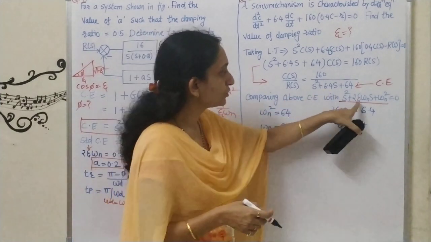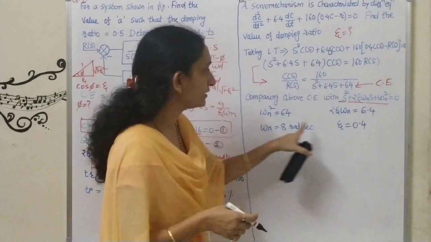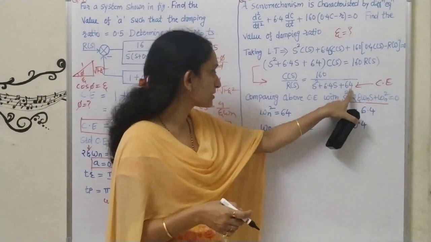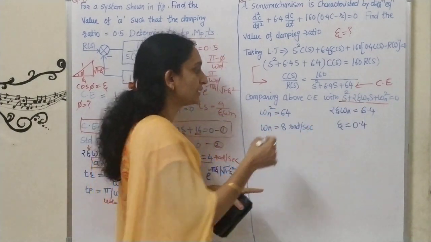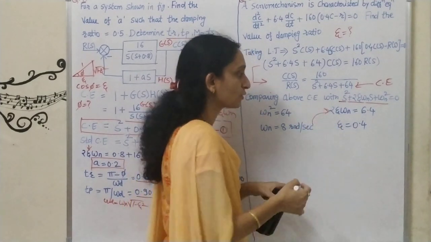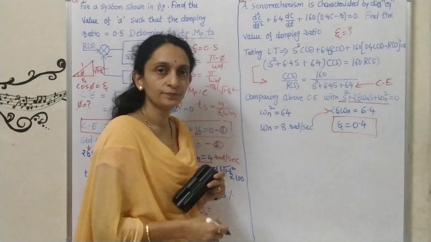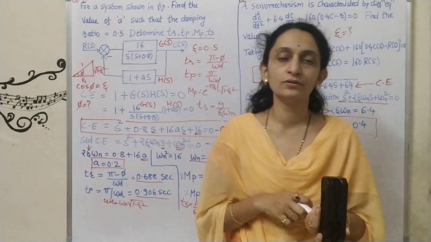Look at this. So 2 zeta omega n is equal to 6.4. I have written here 2 zeta omega n is equal to 6.4. Omega n square is equal to 64. So omega n is equal to 8 radian per second. Substitute that 8 radian per second in this formula. You will get the value of zeta as 0.4. I hope you got the second numerical also.